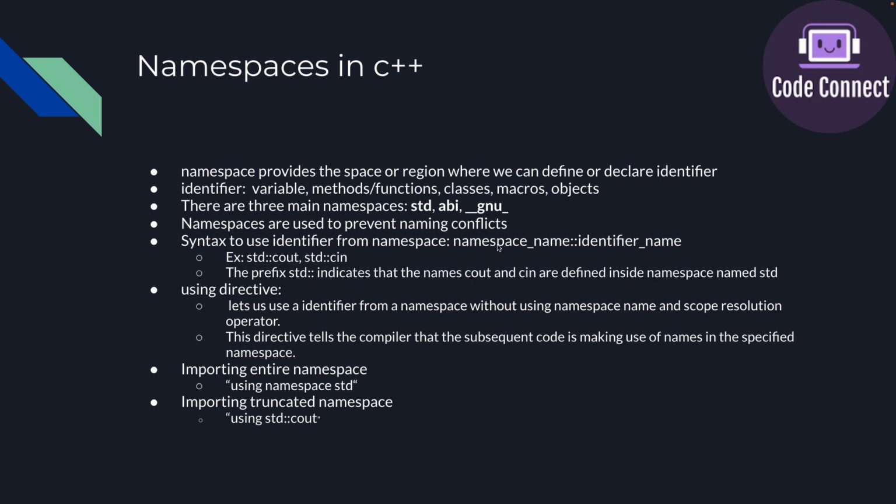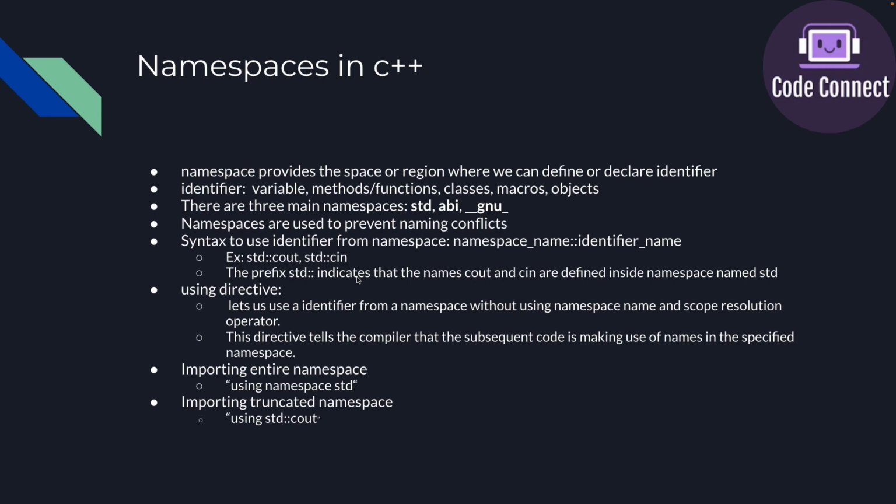For example, in the std namespace we know that there are two objects, cout and cin, which are declared in the iostream header file. So we can use them with the namespace name, then the scope resolution operator, and then the identifier name. Here you can see that we are using the prefix std::. It indicates that the names cout and cin are defined inside the namespace named std.